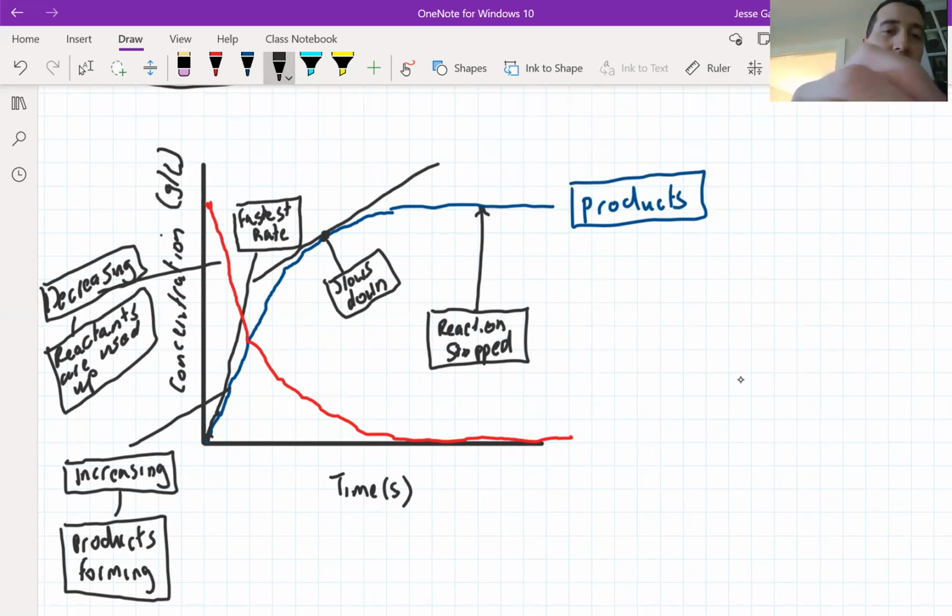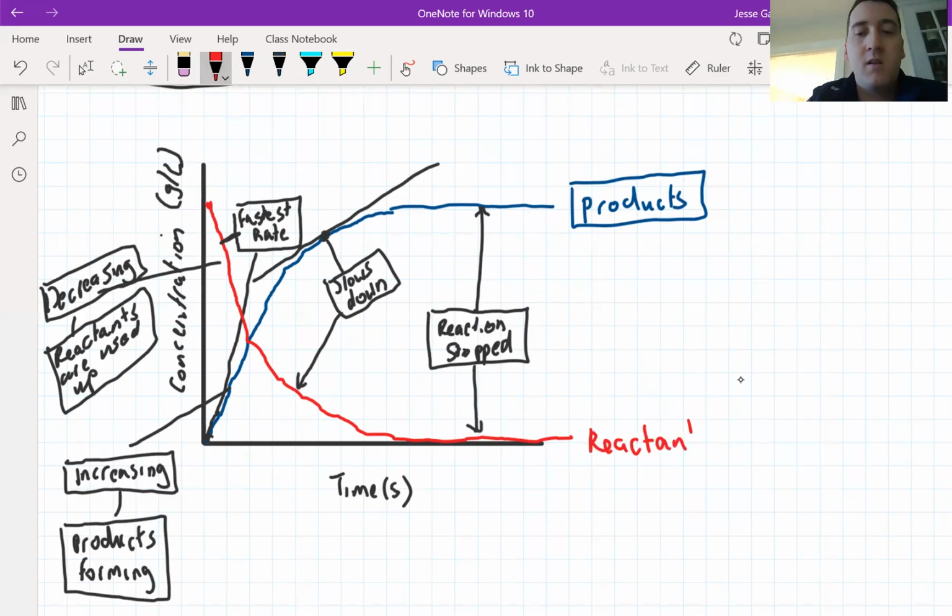This here, in the beginning of the reaction, shows me the fastest rate. Now here is where the rate of reaction starts to slow down as the curve levels off. And then down here, this flat line is where the reaction has stopped. And this shows me the reactants.